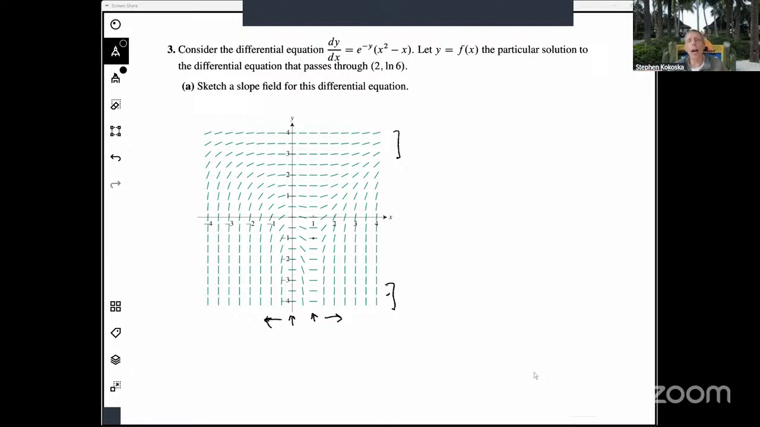And I wonder why that is. So there's some things to think about. I think that's the right slope field. I wonder if you can answer all of those.